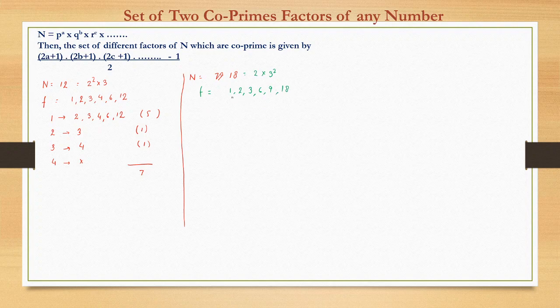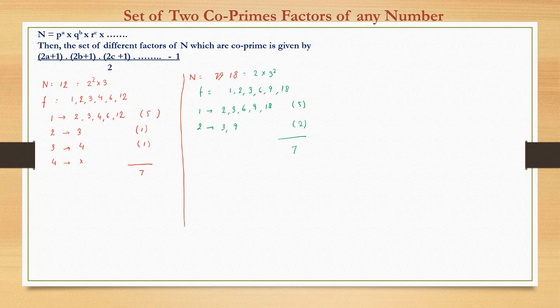Now among these 6 factors, we have to find which pairs of two factors will be co-prime or relatively prime to each other. So let's check. For 1, the rest of the numbers are co-prime as a pair: 2, 3, 6, 9, 18. For 2, 3 is relatively prime, 6 is not, 9 is relatively prime. For the other numbers, 3, there is no such number which can be relatively prime to 3. Similarly for 6, 9, 18 also. So here we get 5 cases and here we get 2 cases. So total we are getting 7 cases.